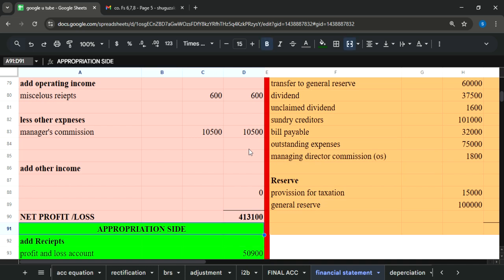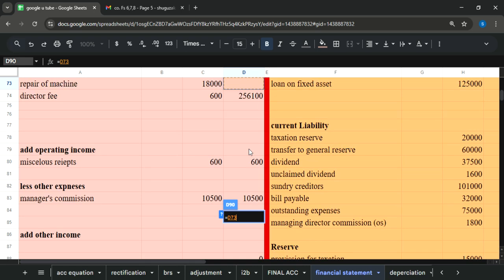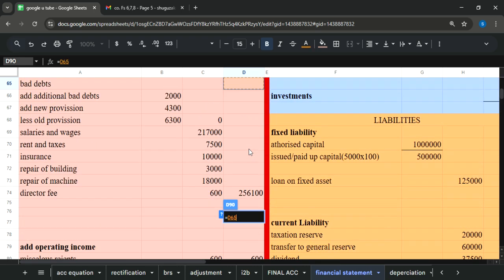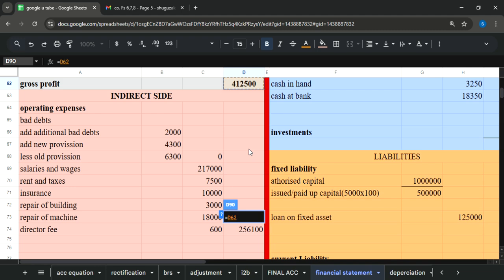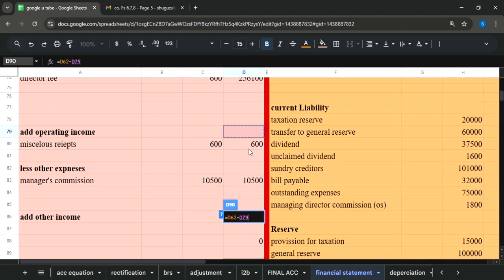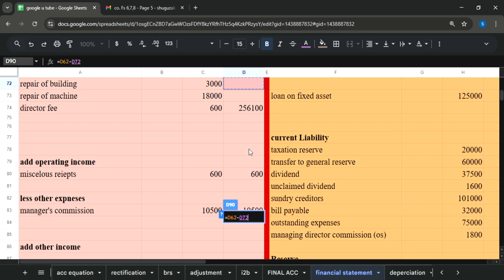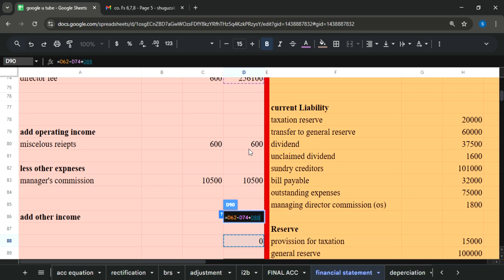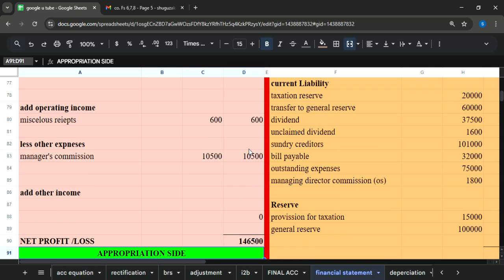So here we are going to calculate our net profit. First, let's take gross profit. Then we will subtract operating expenses. Here we have operating expense. Then we will add operating income, subtract other expense, add other income. So what we have got is our final amount.